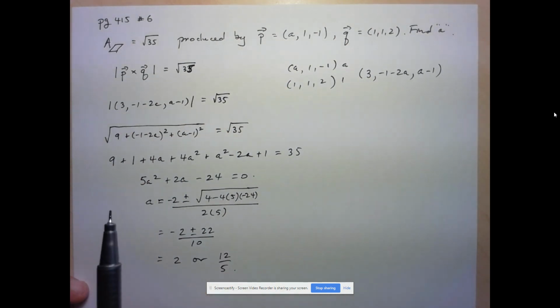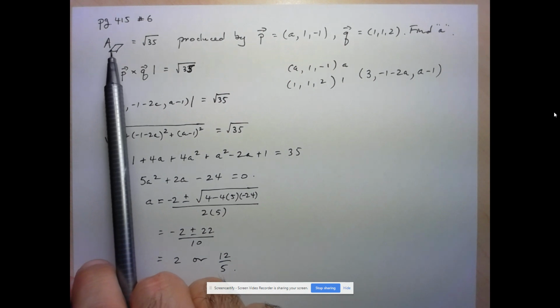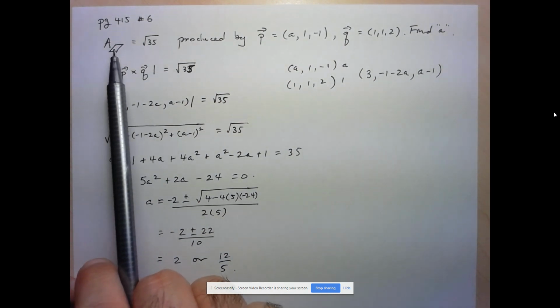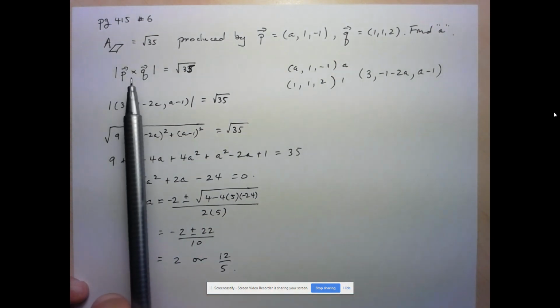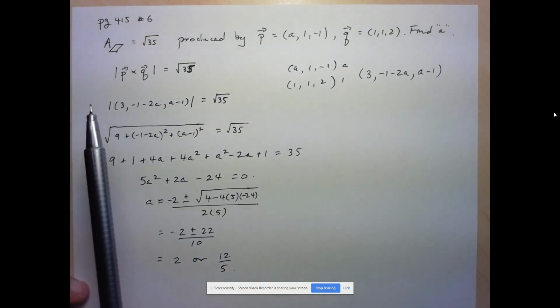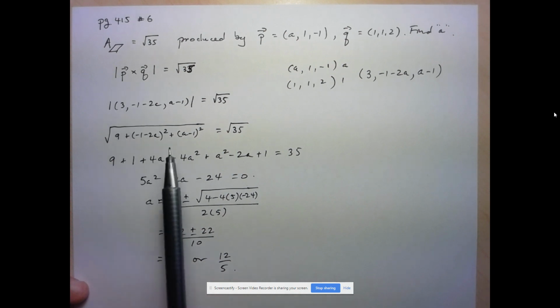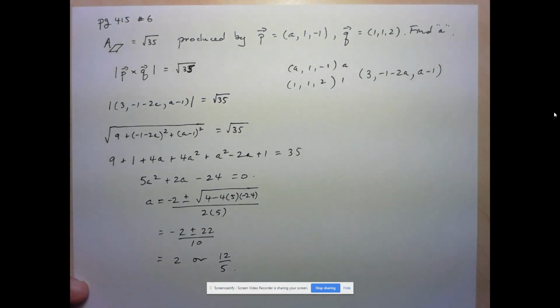Just to recap here, anytime you're working with the area of a parallelogram or area of a triangle created by two vectors, you're going to be working with the magnitude of the cross product. And here it was just a matter of setting up the equation so that we could solve for the unknown. Okay, that's it for this one.